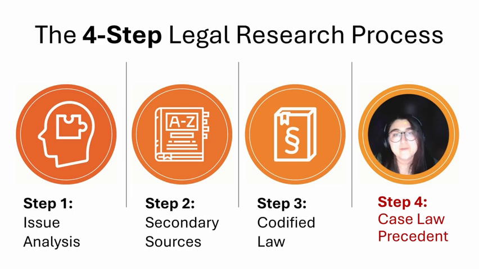So, we remember that the process starts with issue analysis, where we look at the facts and gather the who, where, when, etc. of the problem in front of us. This helps us identify the legal issue we're working with, and it helps us get acquainted with the nitty-gritty of our problem. Then we start looking into secondary sources so that we can learn the very broad strokes about the topic we're researching and start to get an idea of what law or laws and cases we need to look for. Then we get into codified law, where we look for what the actual letter of the law is.